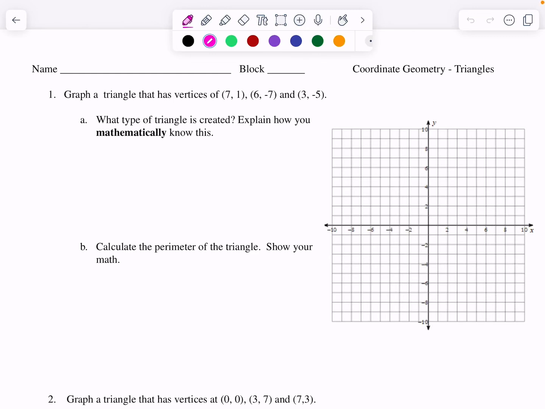The topic of this video is really walking through how you can prove what type of triangle you have created here with the coordinates. And so please, if you're not sure how to prove these things, go back and watch the how do I prove triangles video that I've posted.